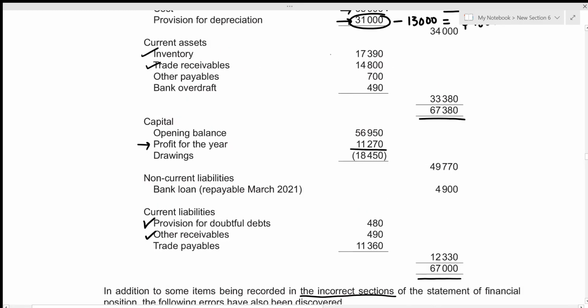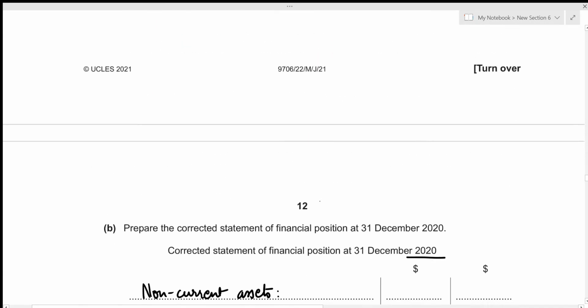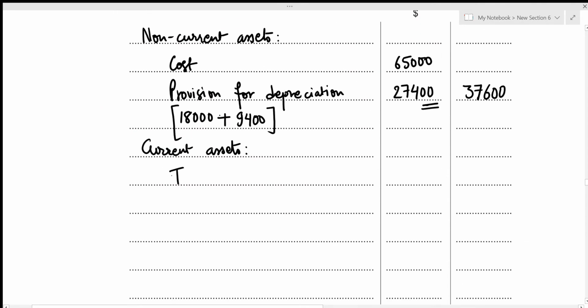So the first item to be recorded under current assets would be inventory, which has a value of 17,390. But if you remember correctly, we were told that the closing inventory had been overvalued by 510. So we need to subtract this amount from the given amount in the question of 17,390 in order to figure out the correct balance for the inventory. Let's do that first. So previously in the question, it had the value of 17,390, and we were told that the value for the closing inventory was overstated. So we just need to subtract the value by which it was overstated. So this gives us the balance for inventory to be 16,880.